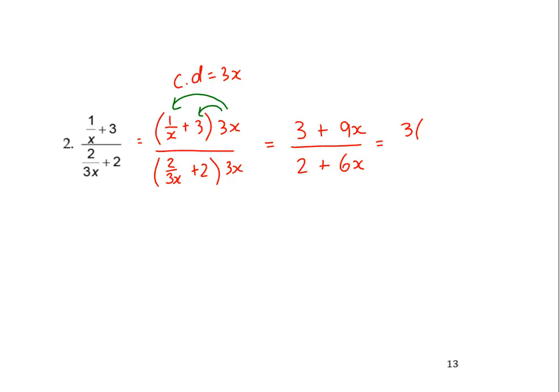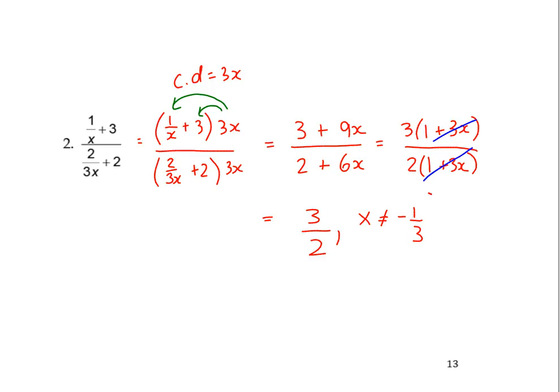3. We get 1 plus 3x. What can you factor out of the denominator? 2. We also get 1 plus 3x. Hey, does something cancel? Finally. So our final answer is 3 over 2, comma, x can't be equal to what? Negative 1 over 3.